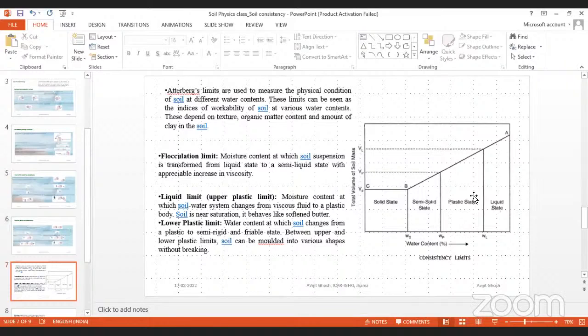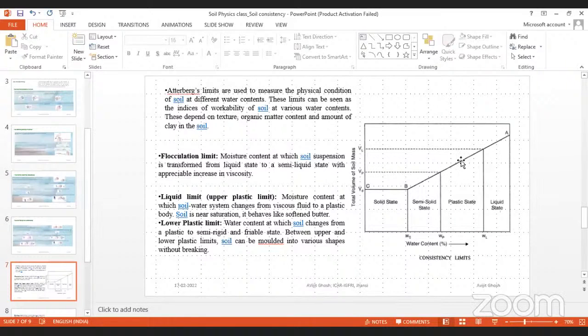And then if we dry the soil further, it will again lose its water, the water will evaporate gradually, and the soil water content will again reduce. In that way, soil will lose water, and a point will be reached when there will be a change from plastic state to semi-solid state. So in between, the soil will be in plastic state only.